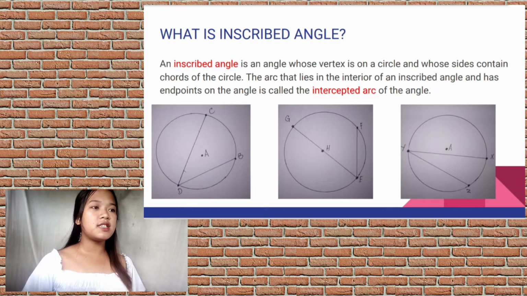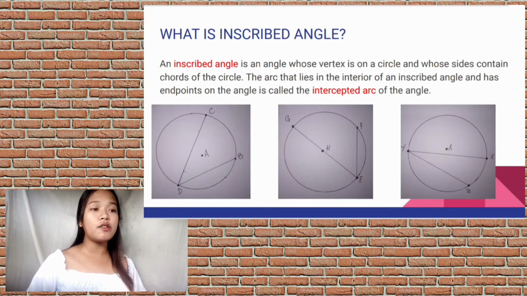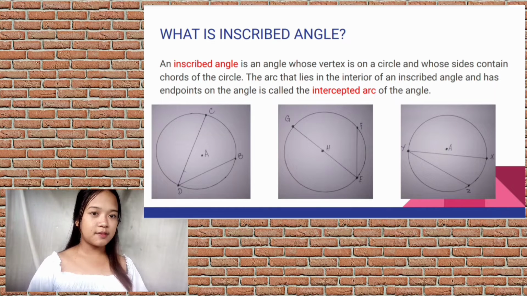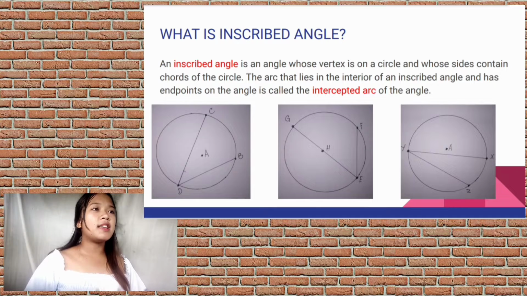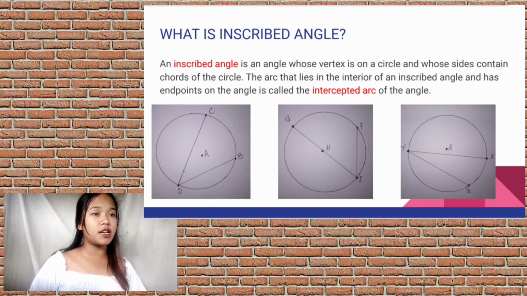So what we can see in this figure, there are three figures that I will discuss. In the first figure, angle CDB is an inscribed angle. Then arc CB is an intercepted arc. Then A is an interior angle because it is placed in the center of the circle.